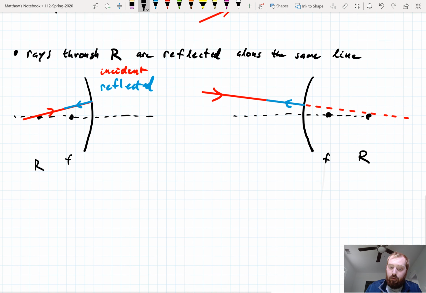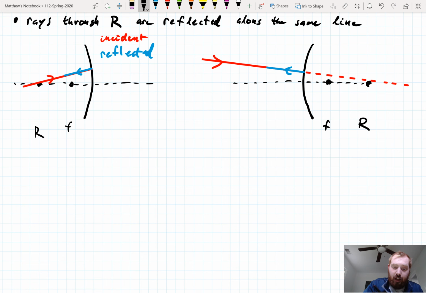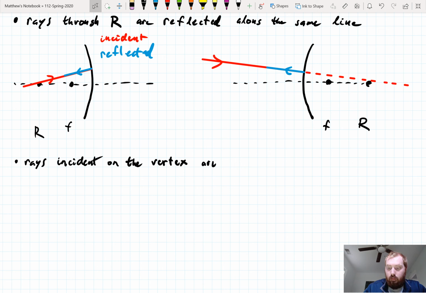Last one. Last principal ray for our mirrors. Rays that hit the vertex now. If you hit the vertex, then you get reflected at an equal angle. It's like hitting a flat mirror if you hit right at the vertex.